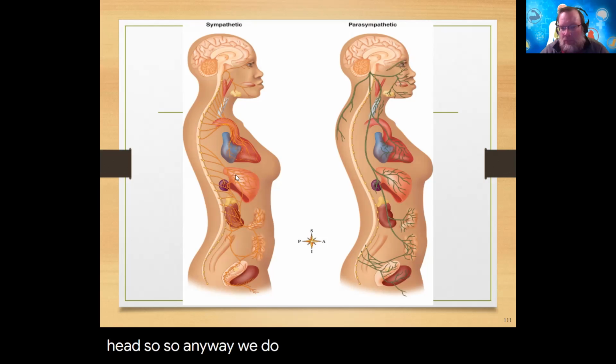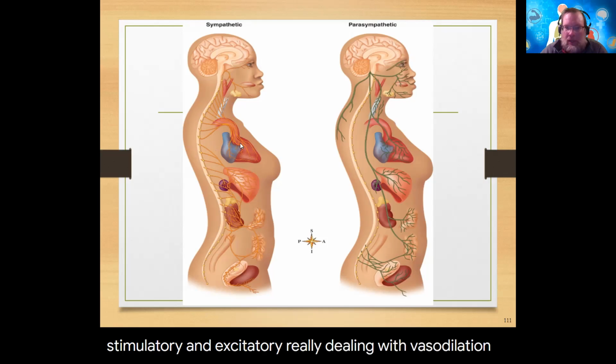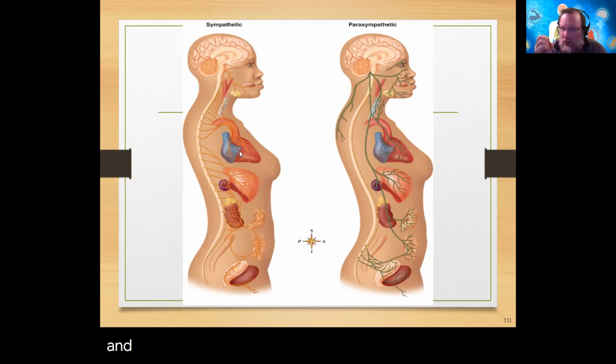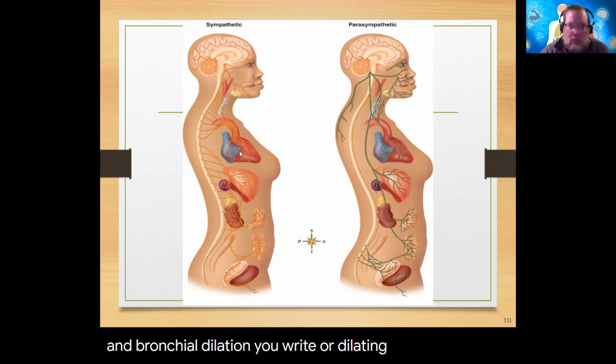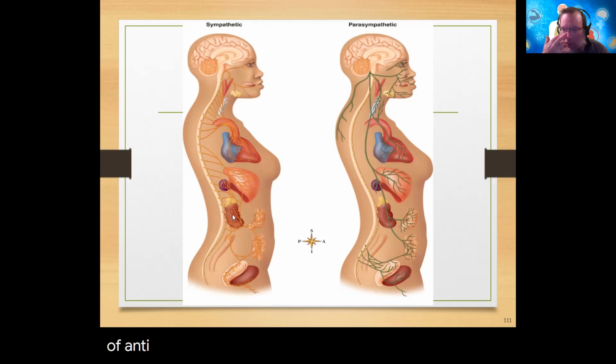So anyway, we do have some shutdown inhibitory mechanisms coming from sympathetic. We have some stimulatory and excitatory mechanisms, particularly dealing with vasodilation and bronchodilation, you're right, or dilating the respiratory, and certainly, again, getting the heart beating faster. And again, we have that connection with the kidneys. We see a lot of anti-diuretic properties, a lot of retention of water, retention of sodium. We see the adrenal glands involved.